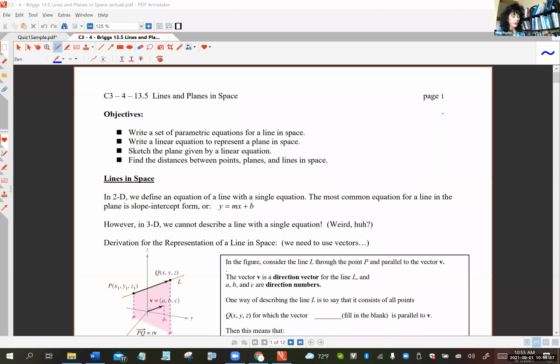So in 3D, we're going to look at something called lines and planes in space. So we're going to do lines. And I'm going to show you how to represent a line here in Calc 3. It's going to be different from the way you represented a line in your algebra class. So it may be a little eye-opening. And then after we look at lines in 3D, we're going to look at planes in 3D and how to represent those. And as we go, we will look at some sketching in 3D.